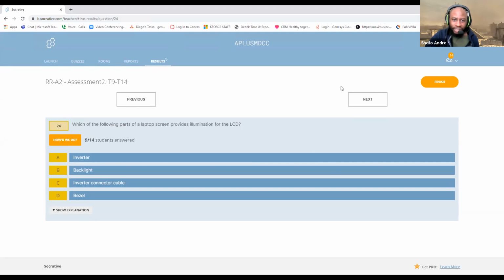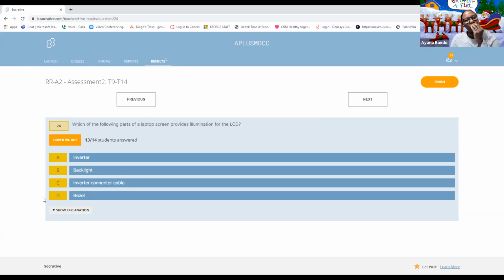Which of the following parts of a laptop screen provides illumination for the LCD? B, backlight. Okay. And why not bezel? Anyone know what a bezel is? Isn't that the screen on watches? Isn't that what holds the screen, like the edge?